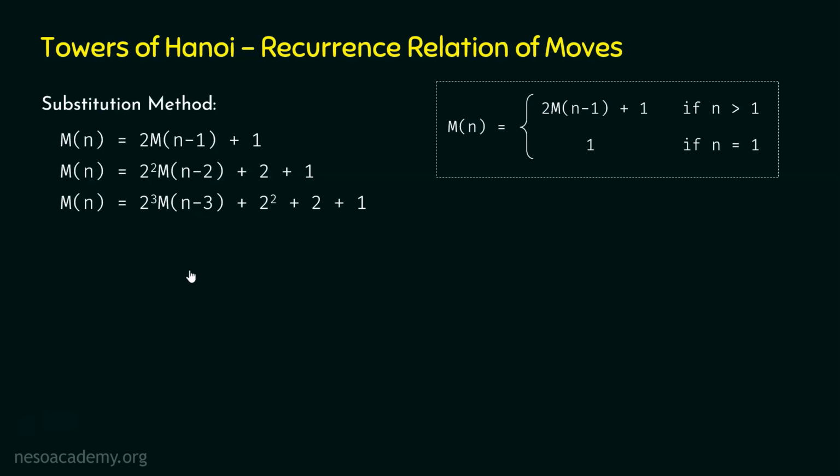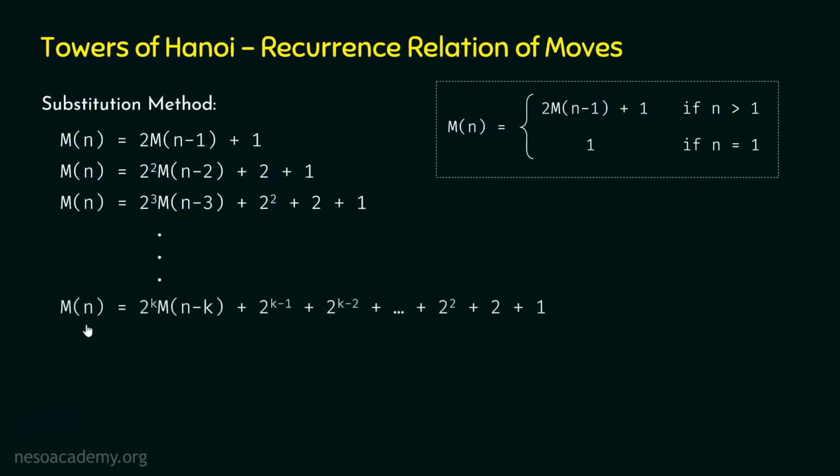We can continue in the same way up to, let's say, m of n minus k. We know if we have 3 here, then we will have 3 here. If we have 2 here, then we will have 2 here. If we have 1 here, then we will have 1 here to the power of 2. So it is clear that if we have m of n minus k, then we will have 2 power k here. And we can observe the powers are reducing by 1 after this. So after 2 power k m of n minus k, we will have 2 power k minus 1, 2 power k minus 2, and so on up to 2 square plus 2 plus 1.